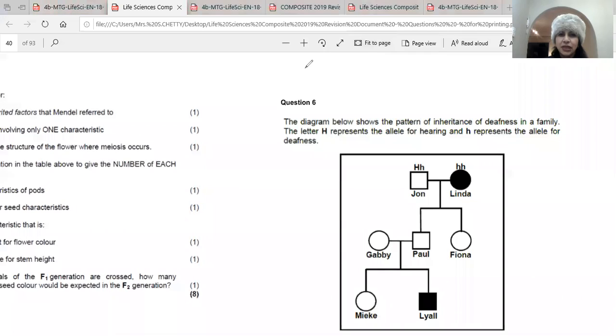So if you're looking at this one. Okay. The squares represent the male. So there's a square, John, Paul the square, Lyle the square. So there are three males in this particular family. Okay. And the females are the circles. I always say the females have more curves.